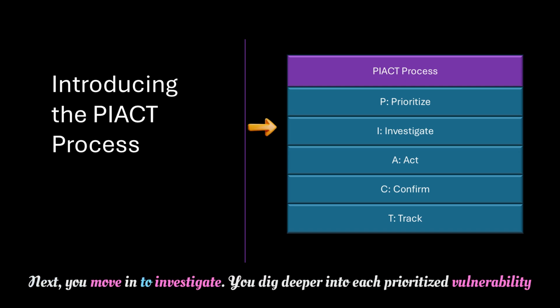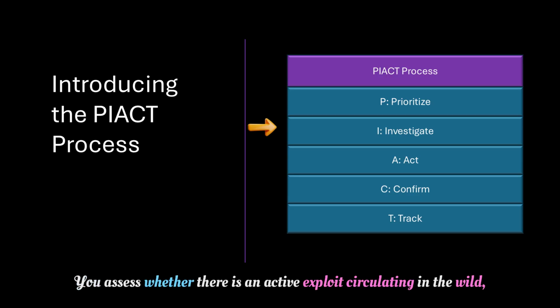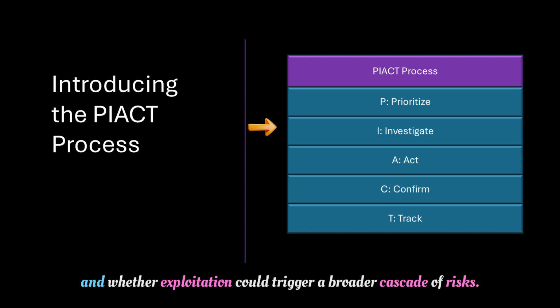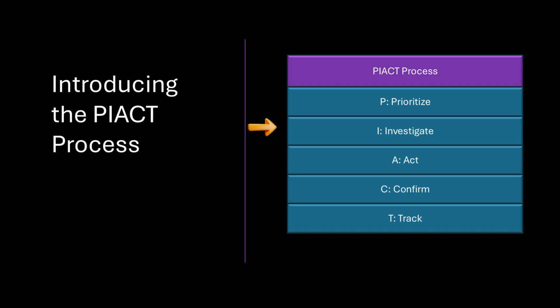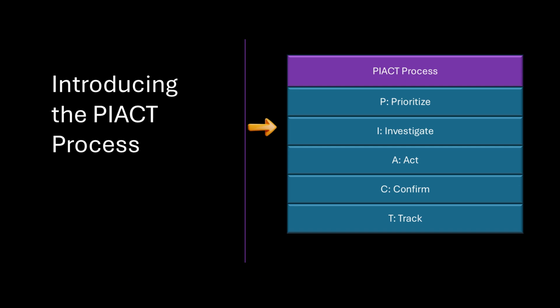Next, you move into investigate. You dig deeper into each prioritized vulnerability to uncover important context. You assess whether there is an active exploit circulating in the wild, how exposed your asset is, what dependencies might be affected, and whether exploitation could trigger a broader cascade of risks. Investigation allows you to work smarter, not harder.